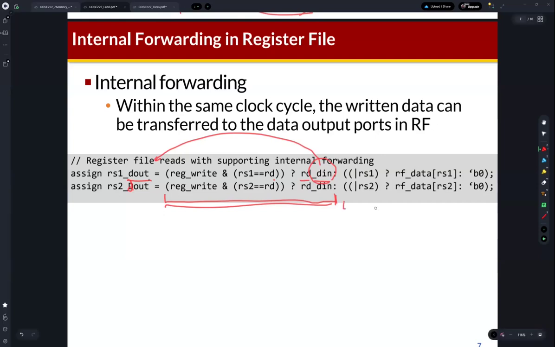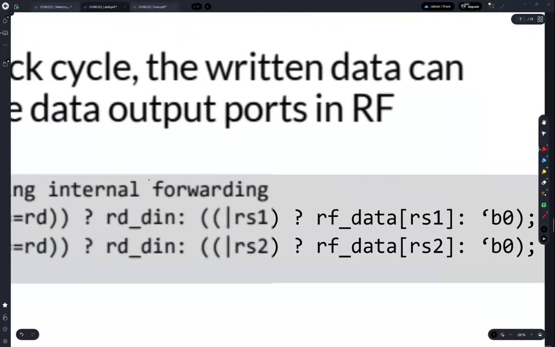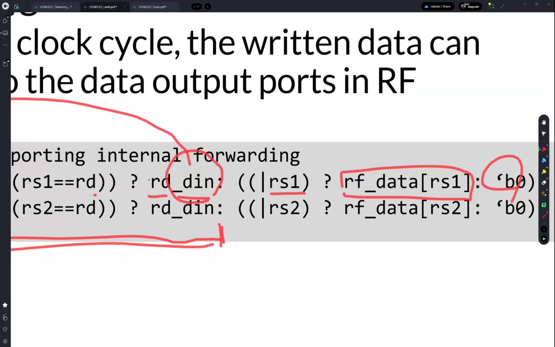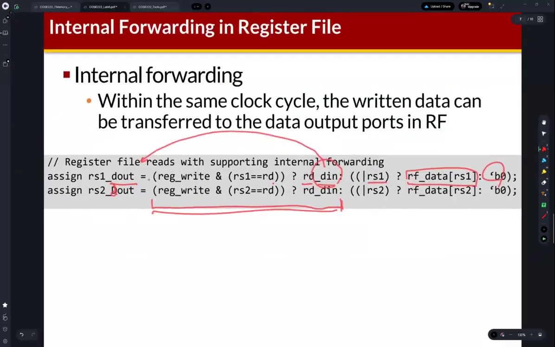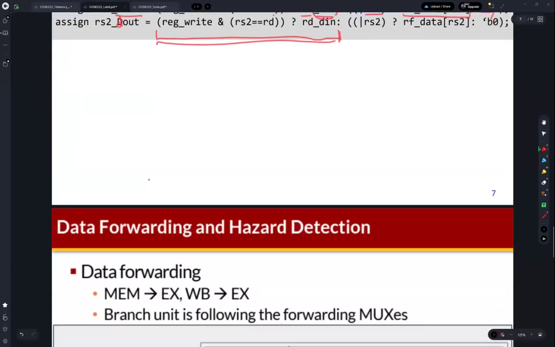And then, these are the existing code, right? This existing code describes: if the register number is not zero, then the register data is output. Now, if the register number is zero, then the output is zero because it's always zero, right? So internal forwarding is already implemented in the register file. Okay.